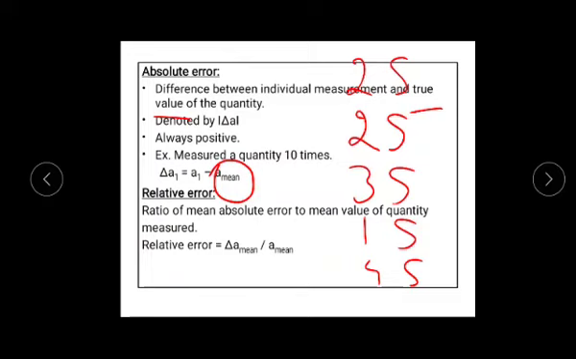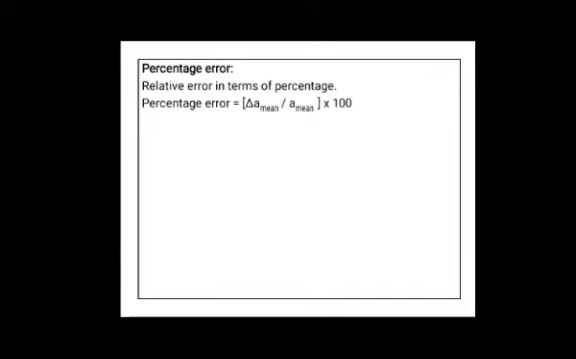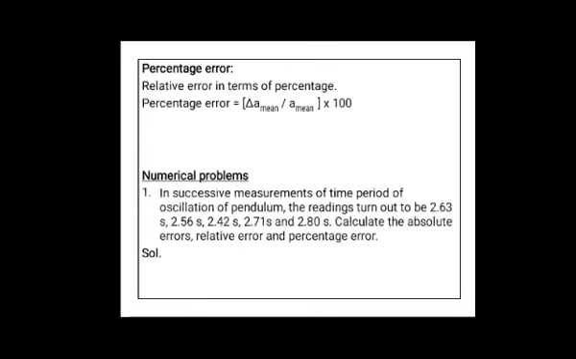Okay. We will take one example to solve the problem so that you can understand. Then next one is percentage error. So how to calculate percentage error? Relative error, you multiply it with 100, you will get percentage error. To understand absolute error, relative error and percentage error, let us take one example.